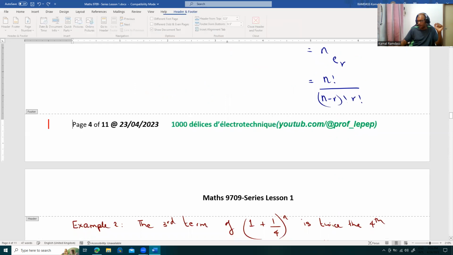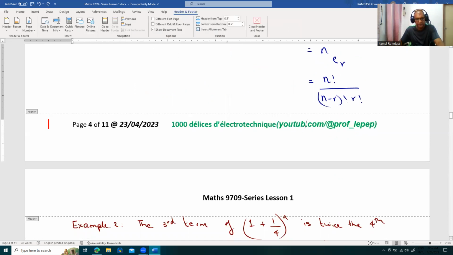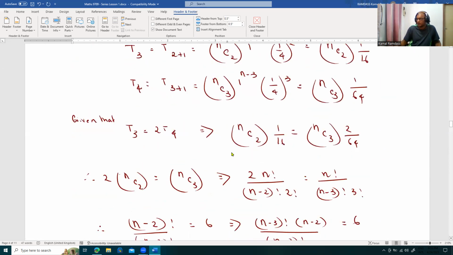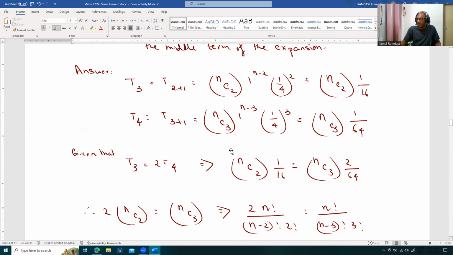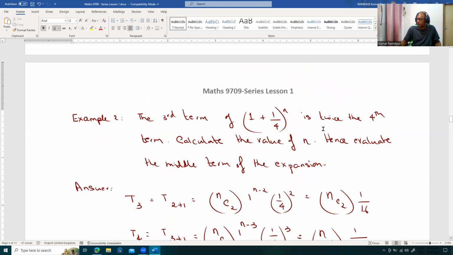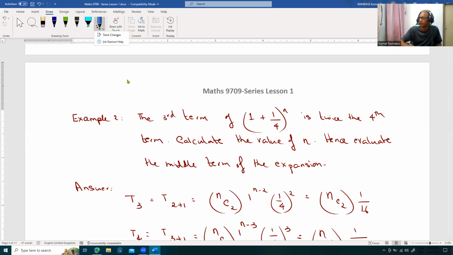Now, the third term of this expression, (1 + 1/4)^n, is twice the fourth term of the same expression. Calculate the value of n, hence evaluate the middle term of the expansion.